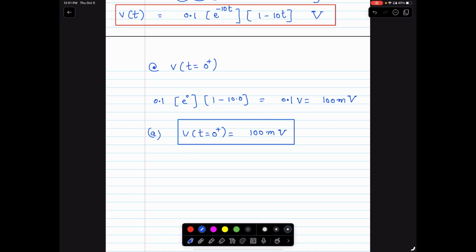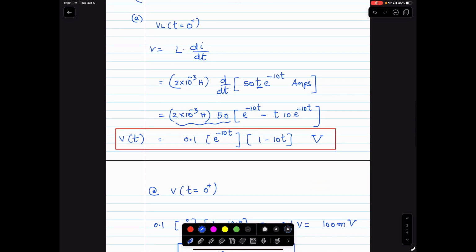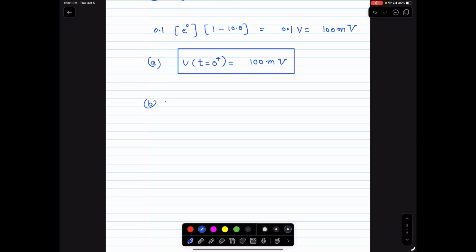Now let's see if we can solve problem B as well. Problem B asks us to find the power absorbed or delivered by the inductor at time t equals 50 milliseconds. So, power absorbed or delivered at time t equals 50 milliseconds. Okay, what do we know? We know that power, let's go back.